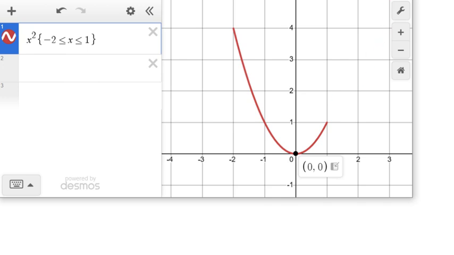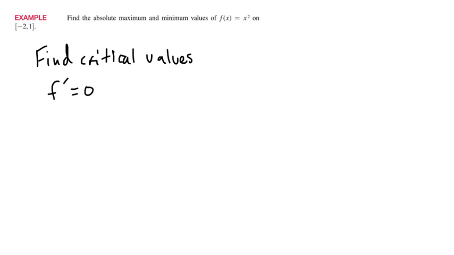So we can see what the results will be. There's an absolute max and min, but let's go ahead and solve it algebraically. So we'll be finding our critical values by setting the derivative equal to 0, or looking at when the derivative is undefined, because that was our definition for critical values.